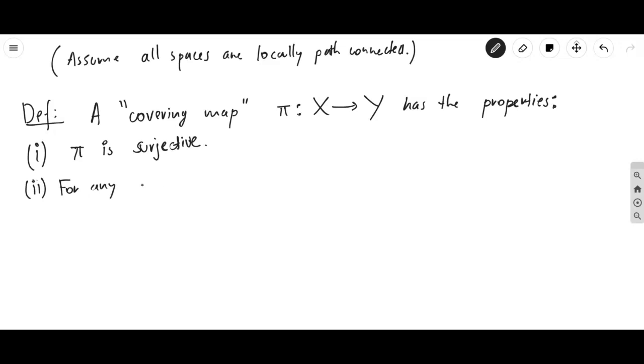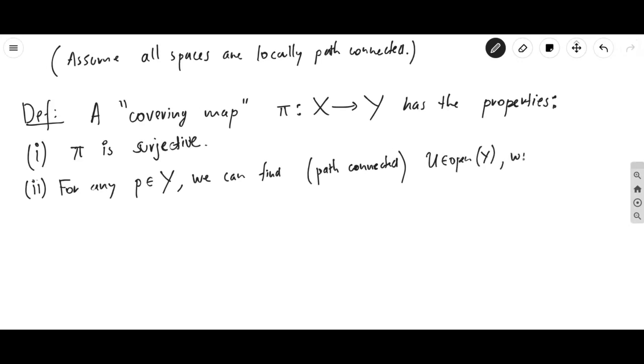for any P in Y. Now here you have to be a little bit careful. The point is being chosen in Y. It's not being chosen in X. So every point in Y, we can find, and we can always assume that this is path connected, we can find a path connected open set. Let me write it like this: a path connected U, this is open in Y, with P in U.